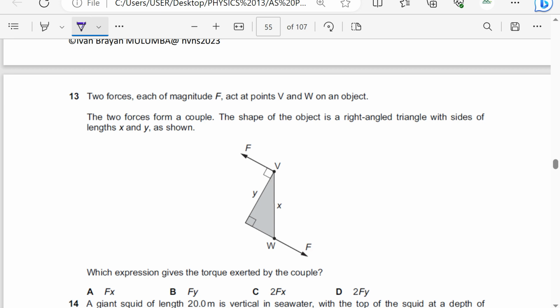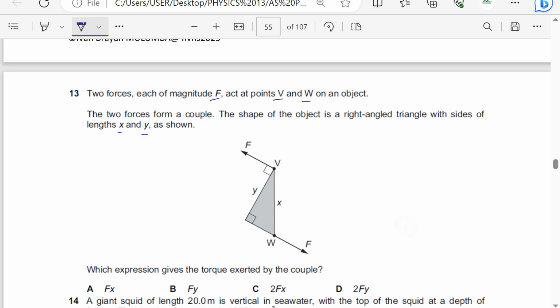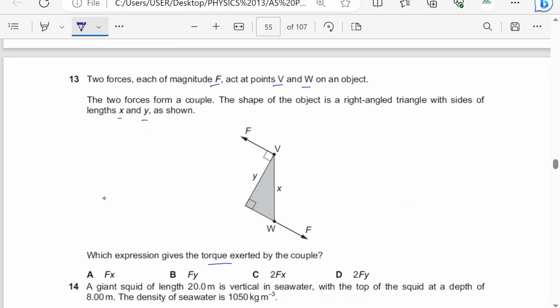Two forces, each of magnitude F, act at points V and W on an object. The two forces form a couple. The shape of the object is a right-angled triangle with the sides of lengths X and Y as shown. Which expression gives the torque exerted by a couple?